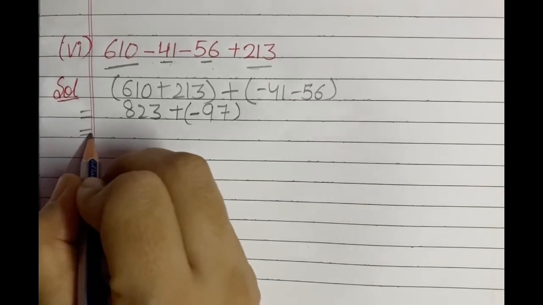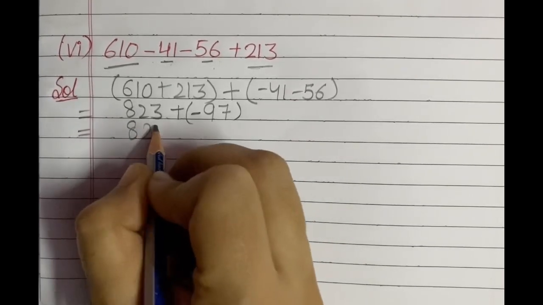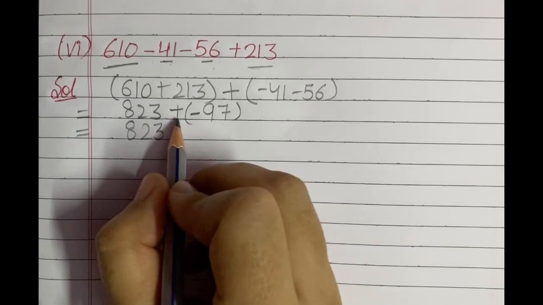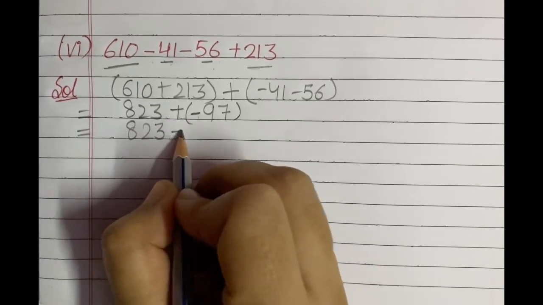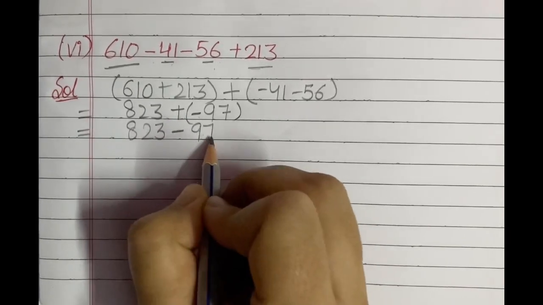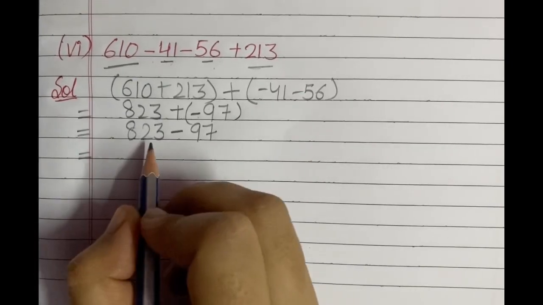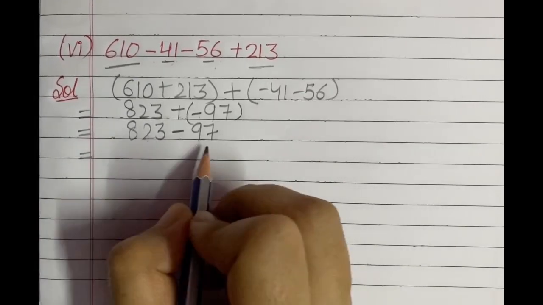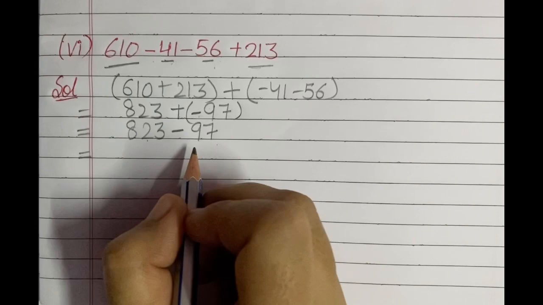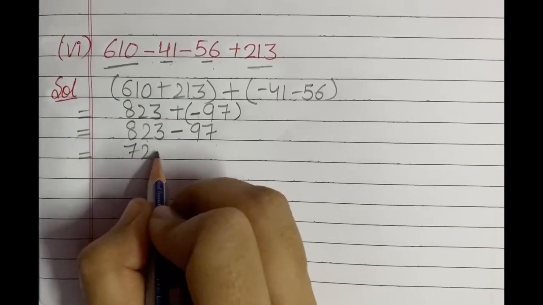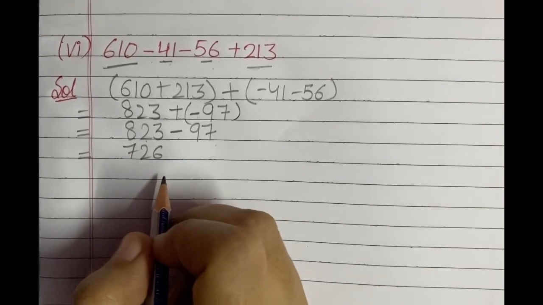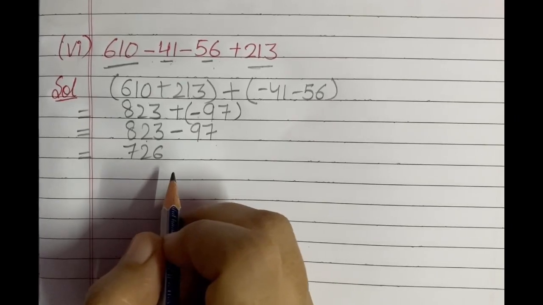Now this will be equals to 823 as it is, and this plus minus will become minus 97. Now 823 minus 97 will give us 726 as an answer. Hopefully sixth part is also clear to you.